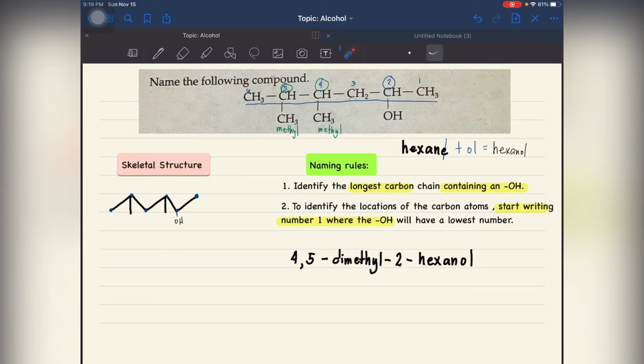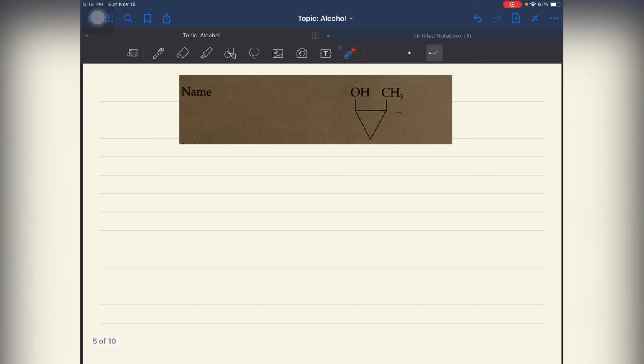Okay, now let's proceed with another one. So, how about this one? Alcohol is also present in a cyclic form, just like this one. As you can see, how many carbon atoms do you think we have here in our cyclic compound? So, let us count. We have here 1, 2, 3 carbon atoms. So, it means if we have 3 carbon atoms, that is what we call cyclopropane, right?